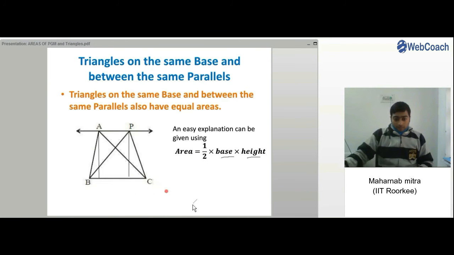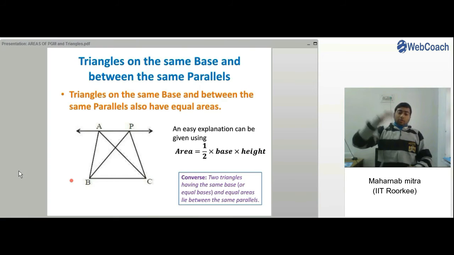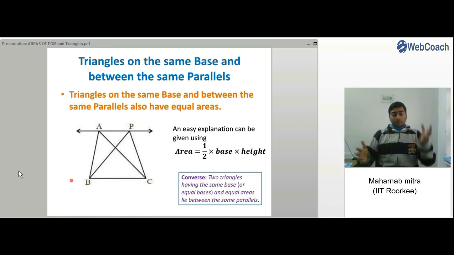And if you consider the converse statement, which is two triangles having the same base or equal bases and equal areas lie between the same parallels, or if you are given that two triangles have the same base and the same areas, you can easily prove that the other side, the other line which is given, is parallel to the base. And you can also prove this using different angle theorems of two parallel lines and using a transversal.